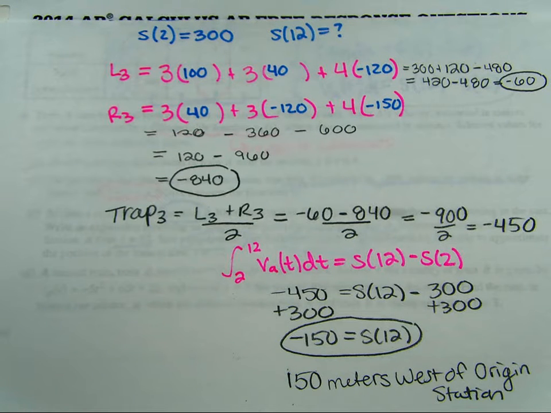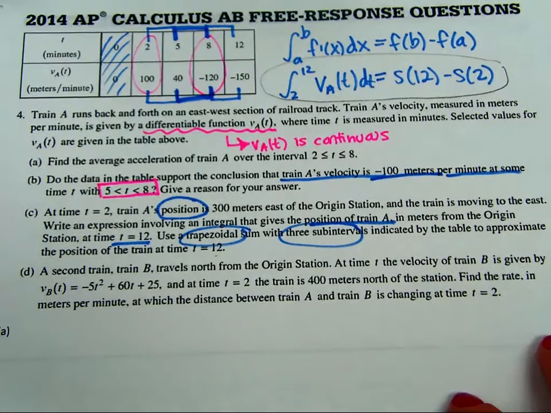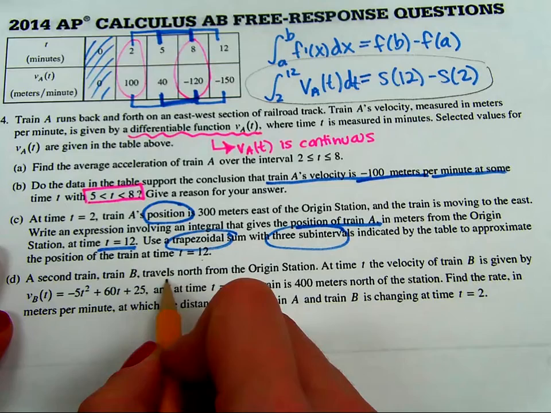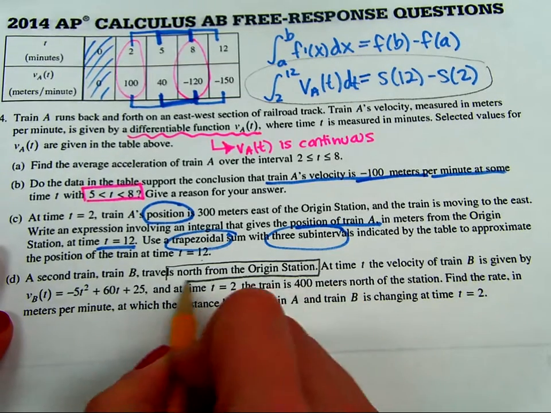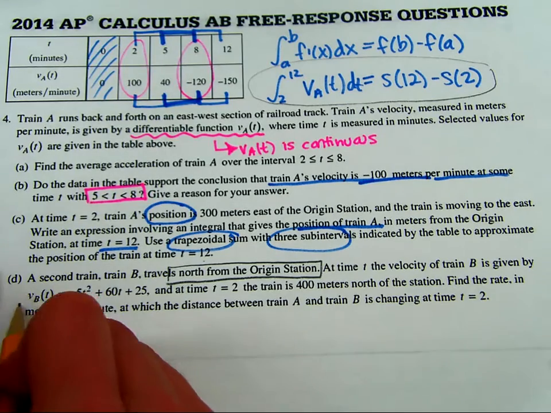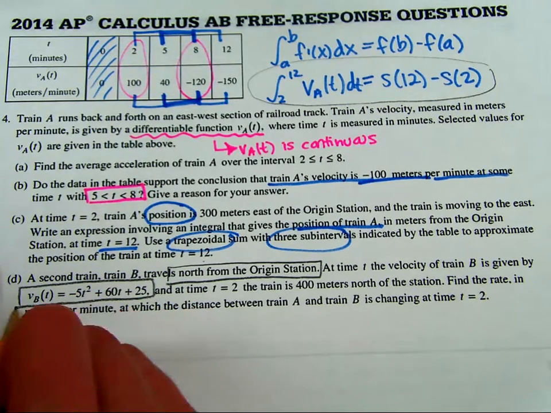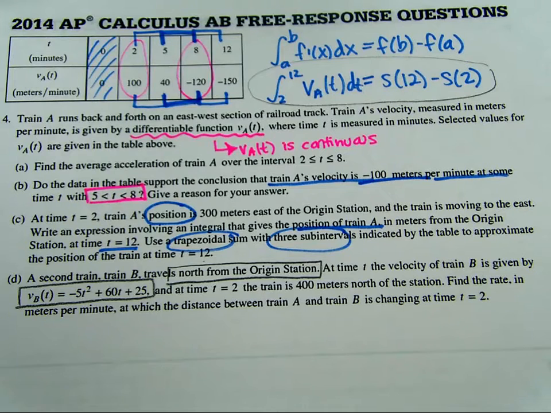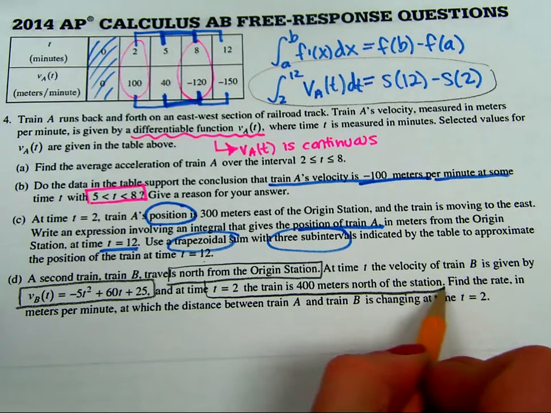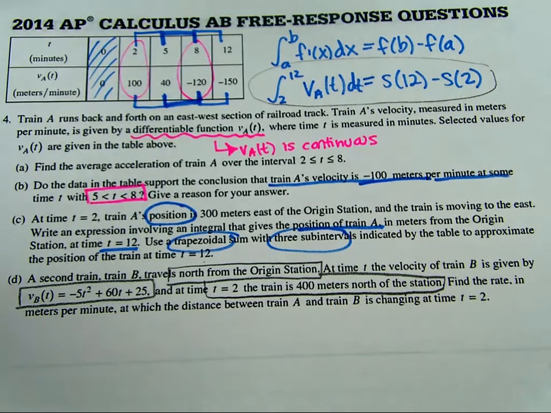All right. Last part. We have part D. It says a second train. So they're introducing a whole new train, train B. We haven't heard about this at all. We had no information. It's traveling north from origin station. It says at a time of t, the velocity of train B is given by this. So we have a table for train A, but we actually have a velocity equation for train B. And then it says at a time of 2, the train is 400 meters north of the station. So that's good to know.